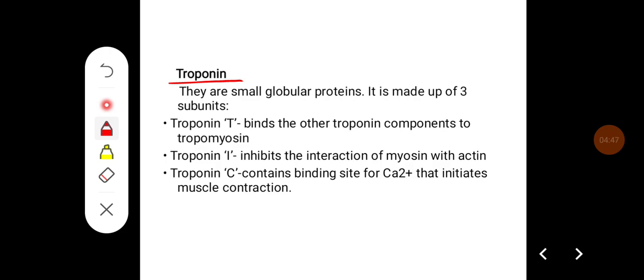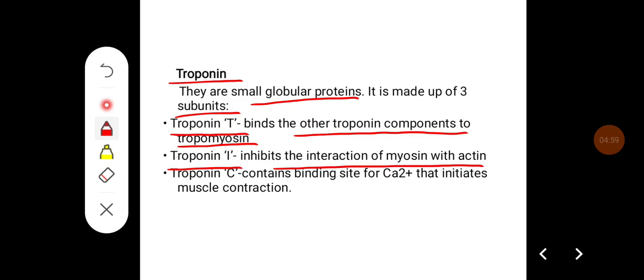Troponin consists of small globular proteins made up of 3 subunits. Troponin T binds the other troponin components to tropomyosin, whereas troponin I inhibits the interaction of myosin with actin, and troponin C contains the binding site for calcium that initiates muscle contraction.